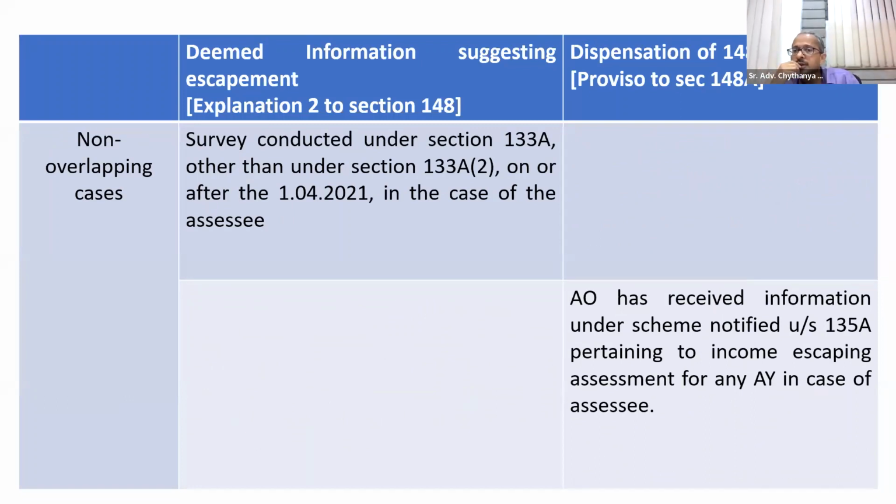The information that is collected under scheme notified under 135A is coming as actual information suggesting escapement under explanation 1. It is not DISC, it is ISC. However, 148A is dispensed with for it. The moment there is a processed information coming to the assessment unit under 135A, they can straight away go ahead and issue 148 notice. This is what I guess earlier the question was being asked.